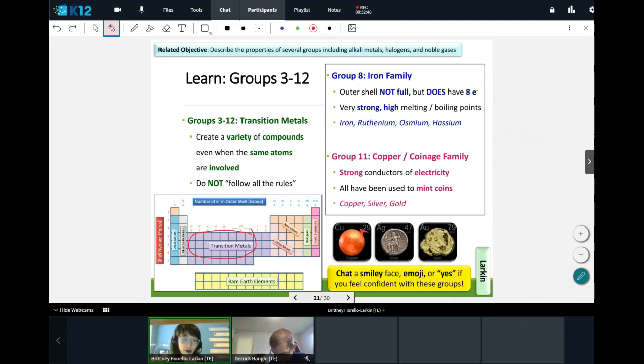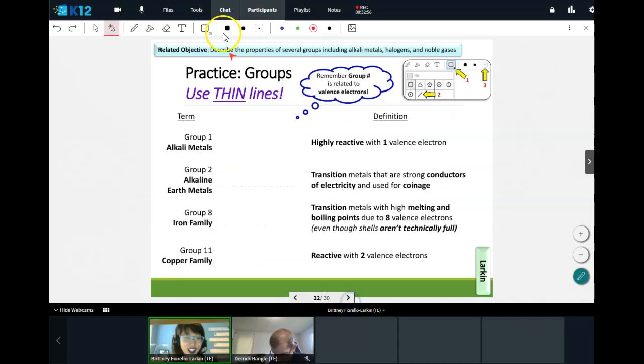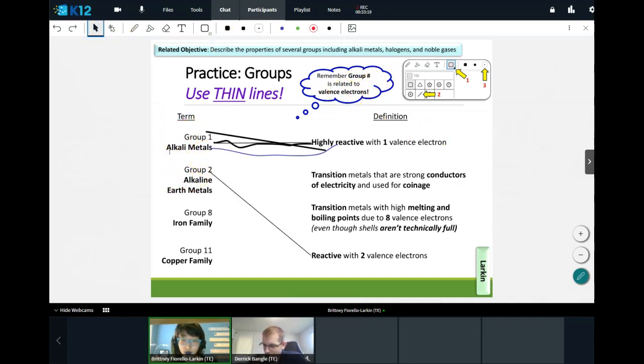Again, this is another kind of weird element. It acts strange, right? Not according to the rules we've been talking about, but it's still a really important family. Excellent. All right, let's go ahead and match these up on the whiteboard. Group 1, alkali metals; group 2, alkaline earth metals; group 8, the iron family; group 11, the copper family. For the simple ones, group 1 and group 2, remember that the group number is related to the number of valence electrons. Go, go, go, get your answers up there.